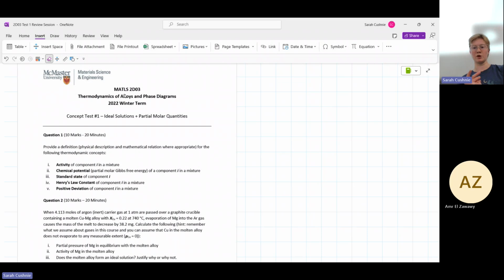Thermo is really applicable in all your upper year courses, so like literally phase transformations is just 2D. That's all we've done so far. Like 90% of our course content is just being 2D all over again. So I love thermo.